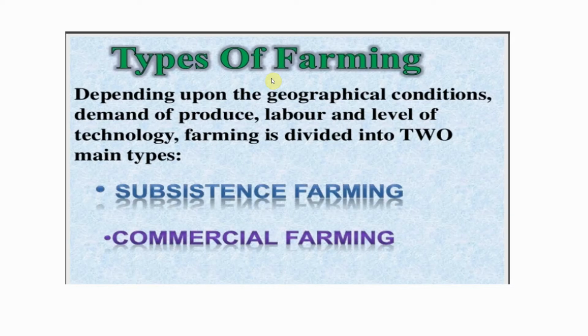Students will learn about the different types of farming techniques. Now, depending upon the geographical conditions, demand of the produce, labor, and level of technology, farming is divided into two main types. First is subsistence farming, and the second is commercial farming.